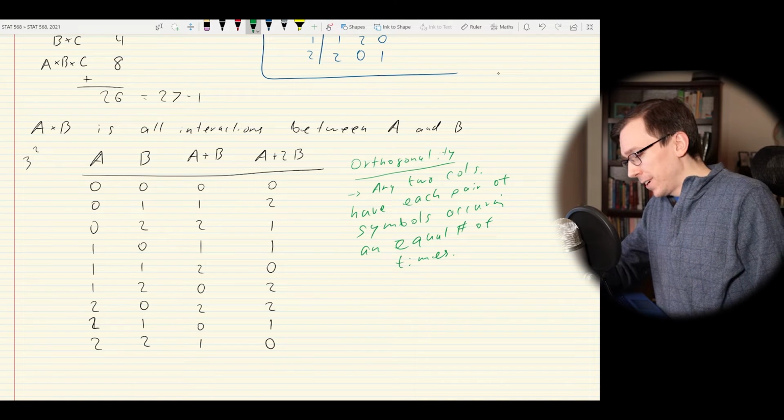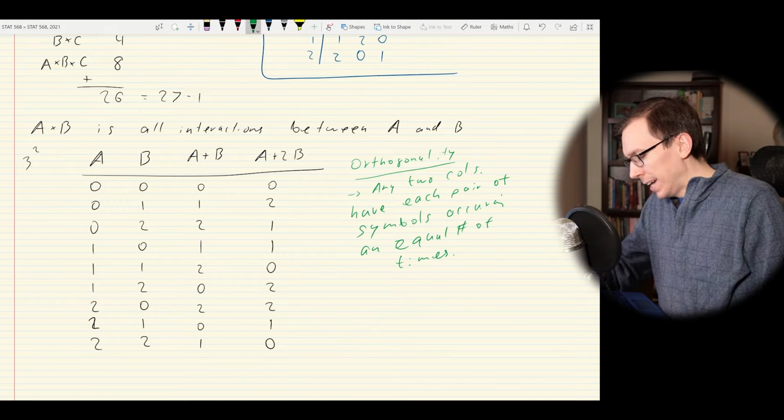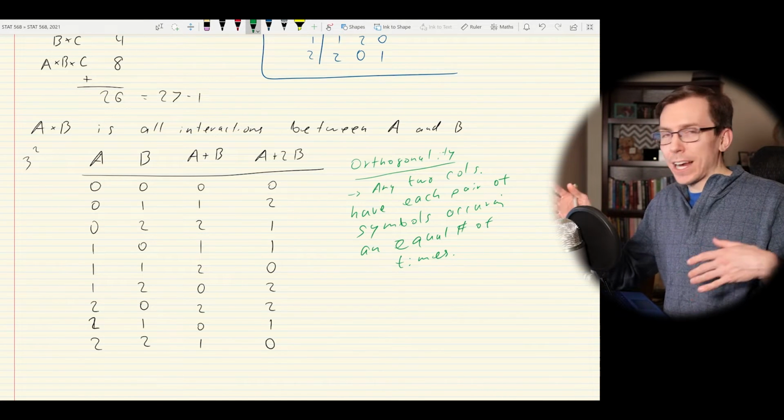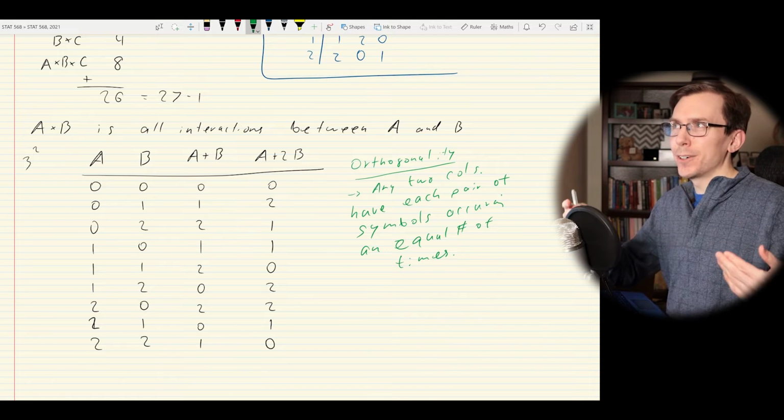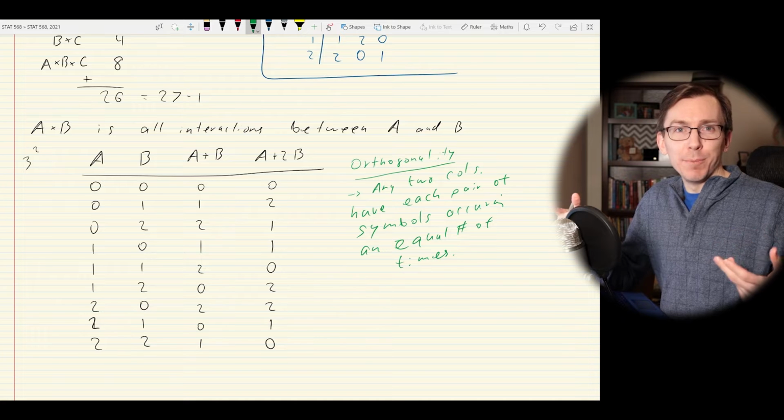So again, if I look at, for example, B and A plus B, I see 0, 0 occurs once. I see 0, 1 is here. I see we should have a 0, 2 and a 1, 1 and a 1, 2 and a 1, 0 and so on. So any two pairs of these, these are actually 4 orthogonal columns when we treat orthogonality in this symbol definition.